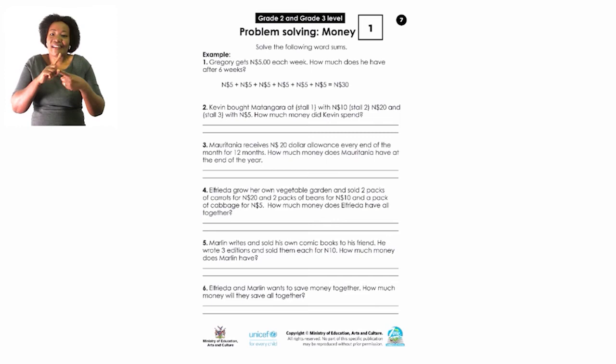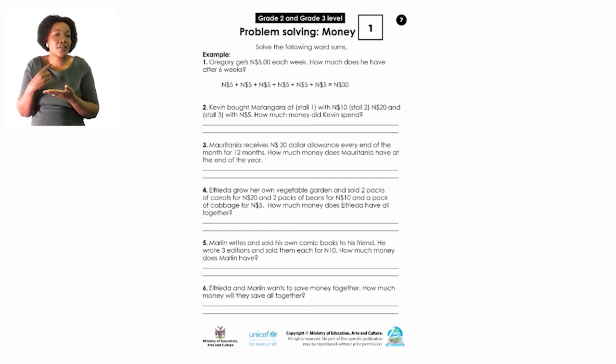We want to find out how much money he's spending, so we are going to use an addition. We have to add because we want to find out how much money he's spending in 6 weeks. So now we have to count also. You can see the example there. You write 5s 6 times, and then we have to count in 5s. 5, 10, 15, 20, 25, 30, which equals $30. All right, because it's 6 weeks, and each week he's spending 5 Namibian dollars.